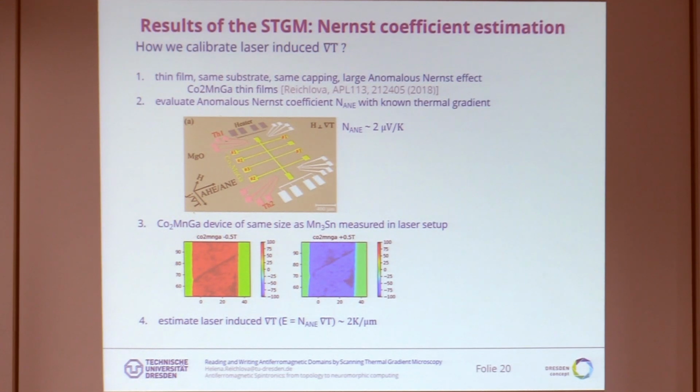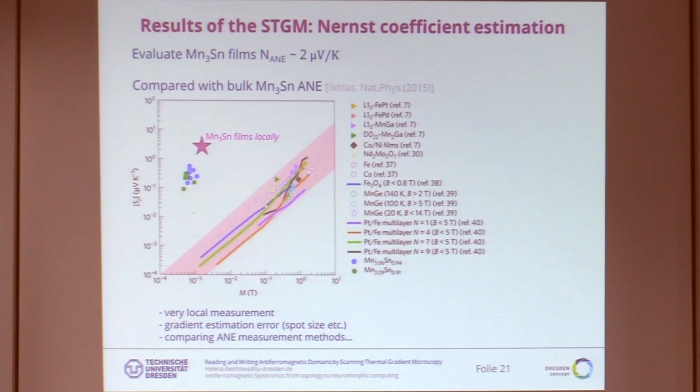We saturate it with the two opposite fields. Then we get the measured voltage. We know the anomalous Nernst coefficient. And from there, it's easy to estimate that our thermal gradient induced by the laser at this 10 milliwatt power was something like 2 Kelvin per micrometer.